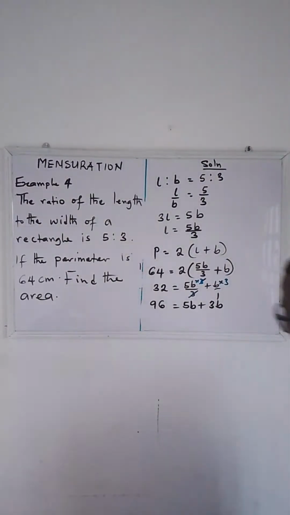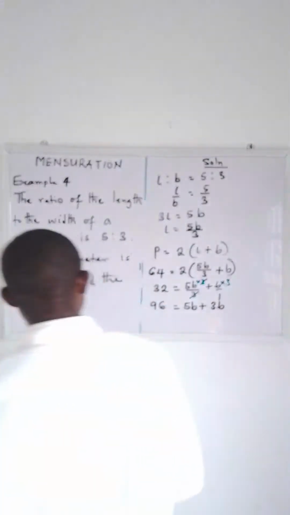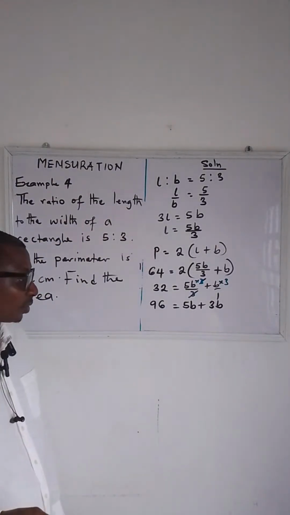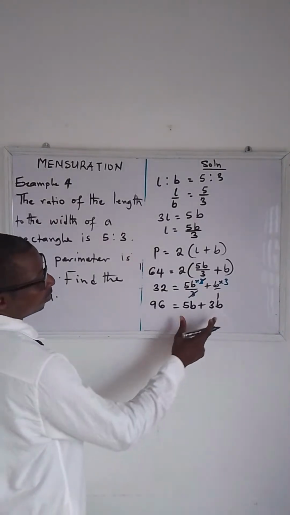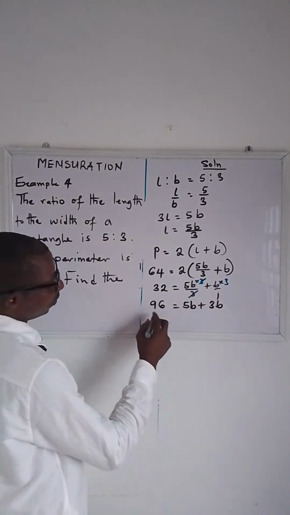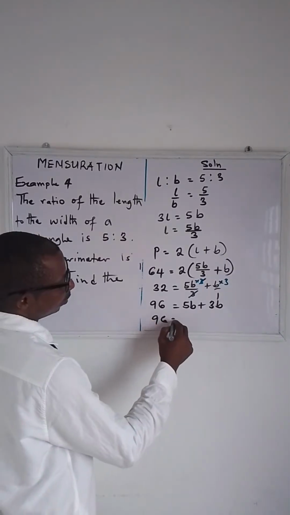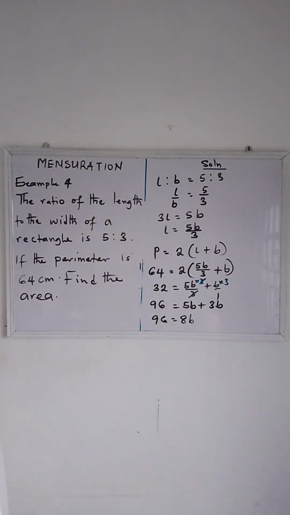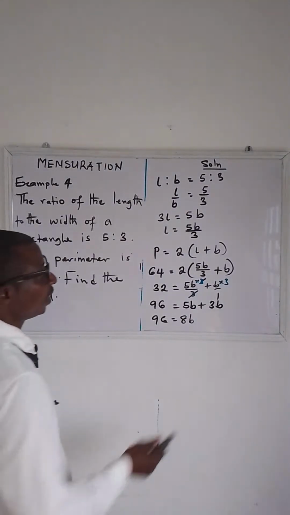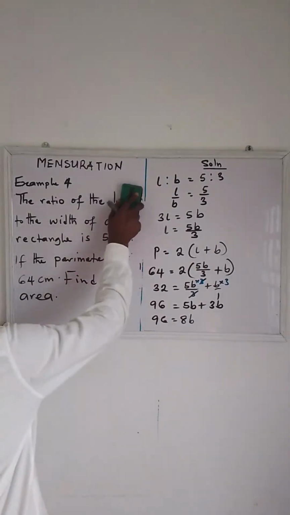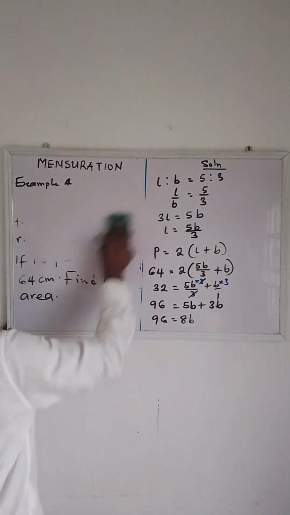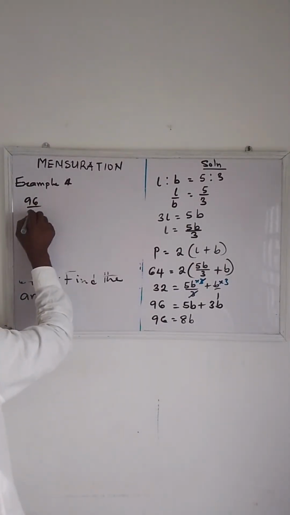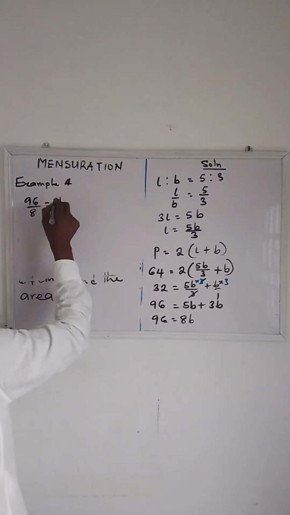All right. I think we can continue. I can see one or two people with results. Now let's see whether what we have there is correct. So now here you had this. It's straightforward. You have 96 equals 8b. And the next thing is to divide both sides by 8. So when you divide both sides by 8, you have 96 over 8 equals b.